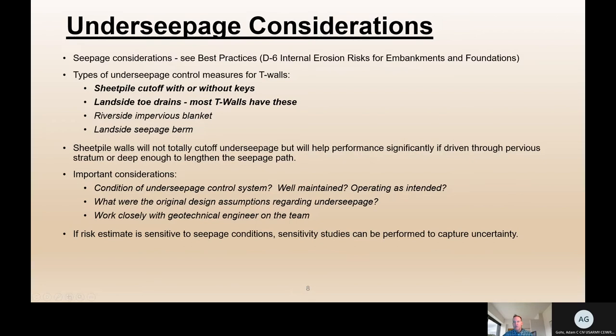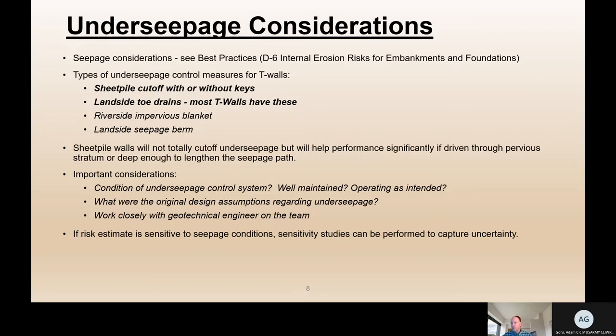The important considerations include the condition of the underseepage control system, and in that case I'm really talking about those toe drains. Those toe drains are often vitrified clay pipe or plastic. These perforated pipes are generally not video inspected by sponsors, and a lot of them are crushed over time, especially the vitrified clay pipes. We've seen many, many miles of those crushed over time, so they're not really effective if they're crushed. So if floodwaters impose uplift forces on a T-wall and the toe drain system isn't working, it may not be able to perform as it was designed.